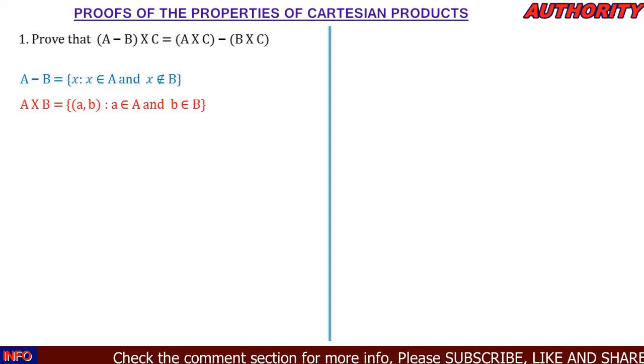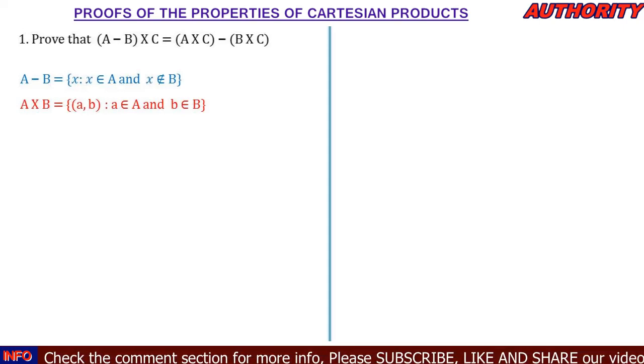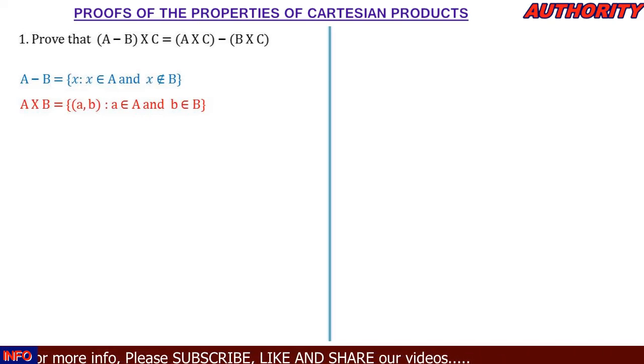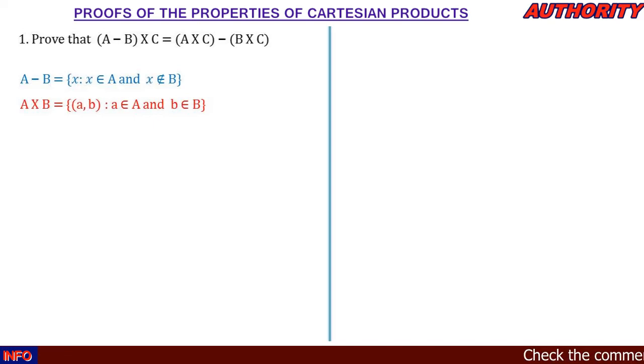Okay? Also, when we talk about A cross B, that is Cartesian product, we are talking about a set of elements, in pairs (a, b), such that a, the small letter that denotes the first element, comes from the first set. That is, we say that a comes from the set A, and then b, the second element, comes from the second set B. All right, we say that b comes from the set B. So this is the Cartesian product.